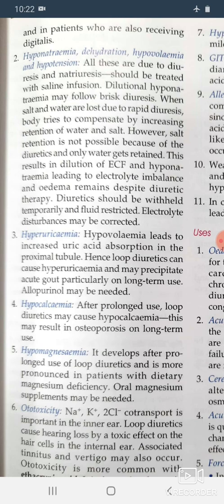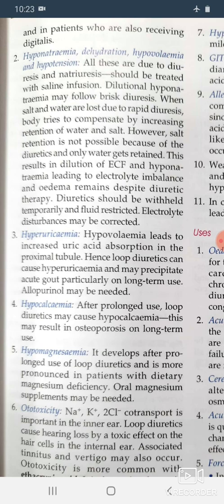So when sodium is decreased, water is decreased, causing dehydration. Dehydration reduces blood volume. Blood volume decrease leads to decrease in blood pressure and causes hypotension. So that is the second side effect.